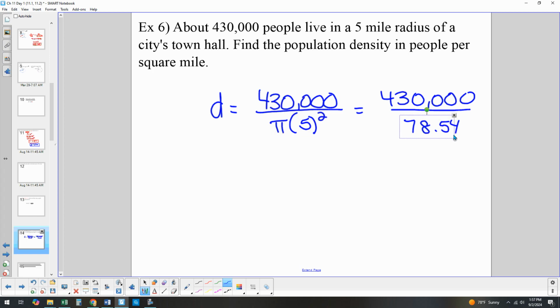And when I divide 430,000 by my answer, I get 5474.93. We're usually not going to write our densities in terms of decimals. We're going to write them as whole numbers. So I'm going to round this up and say about 5,475 people per mile squared.